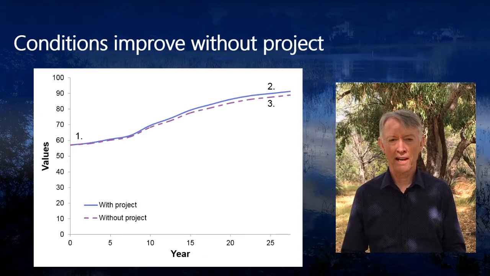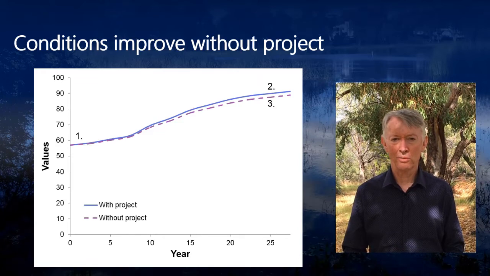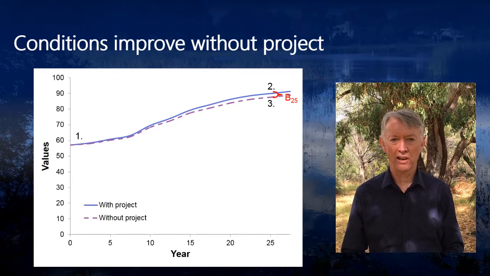It can also be the case that you get an apparent improvement in conditions, but the benefits are very small because those conditions would have largely improved anyway, even without the project. So in this case, because without the project we would have had the dashed line going up to number 3, the difference between 2 and 3 is only that tiny little vertical distance indicated by the red brackets.